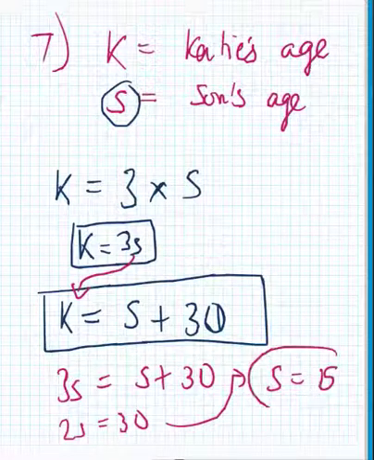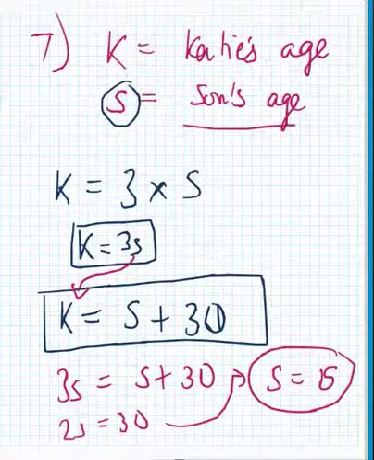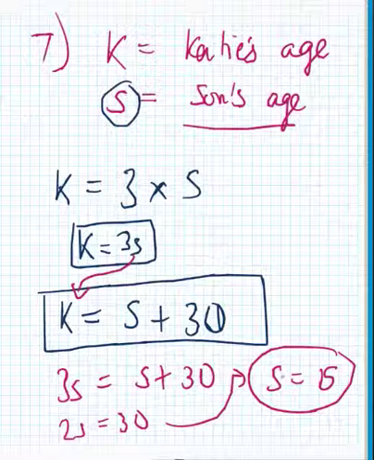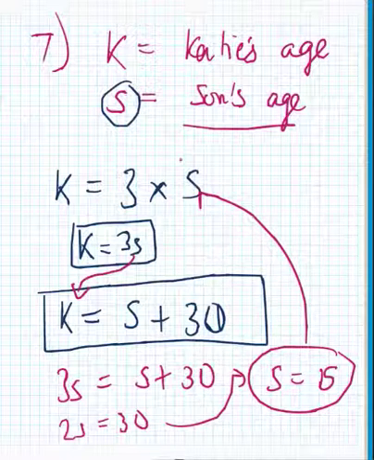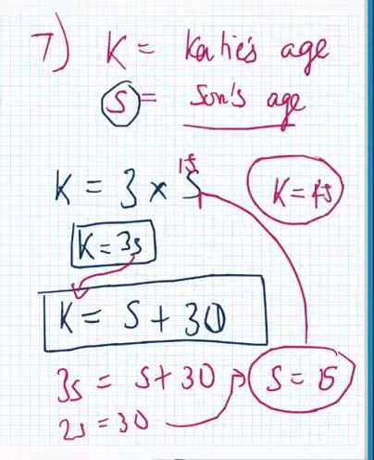What does S stand for? The son's age. So therefore the son's age is 15. And you can work out what Katie's age is. If the son's age is 15, replace S with 15. What's 3 times 15? It's 45. So Kate's age is 45. And that's it.